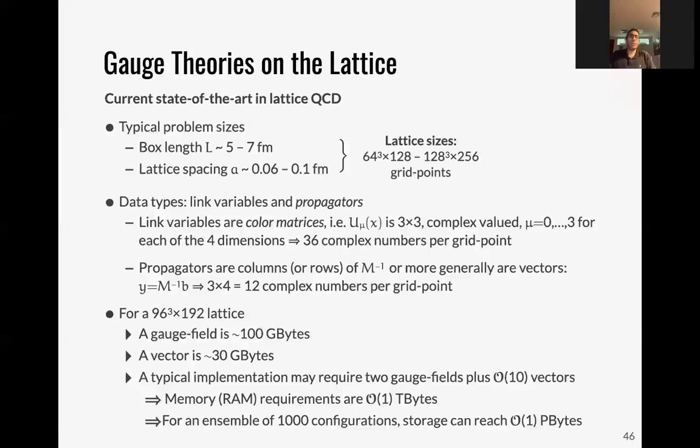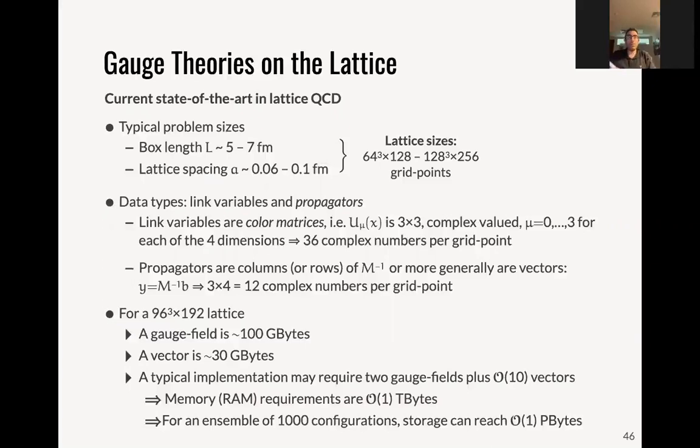And then for a typical ensemble where you would run your Markov chain Monte Carlo, you would generate somewhere of the order of 1,000 of these configurations. And to store those, you would need of order a petabyte of storage. So that's all to say how we can follow from defining the problem on a lattice to what the requirements are in modern day lattice QCD calculations.